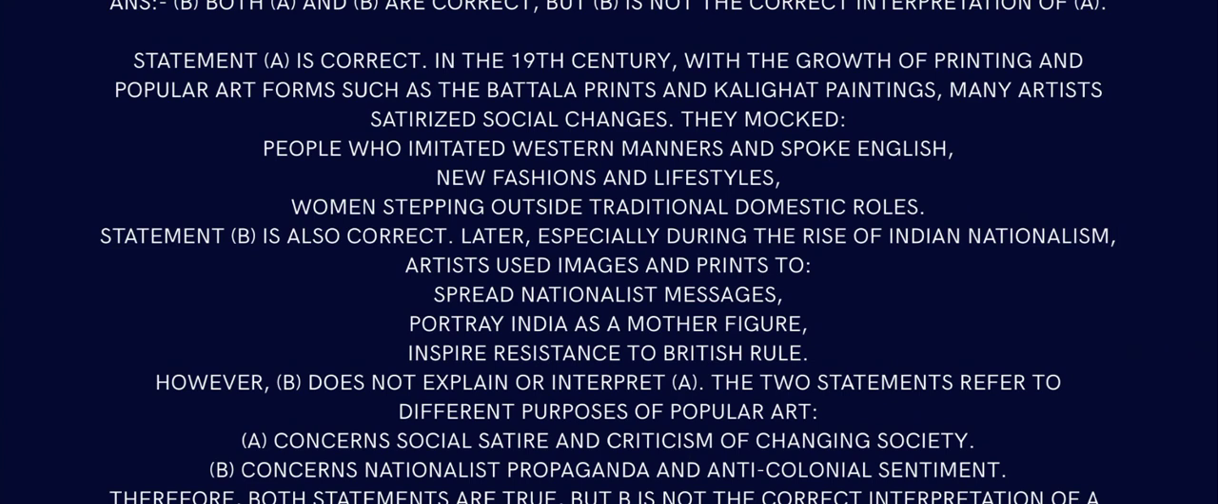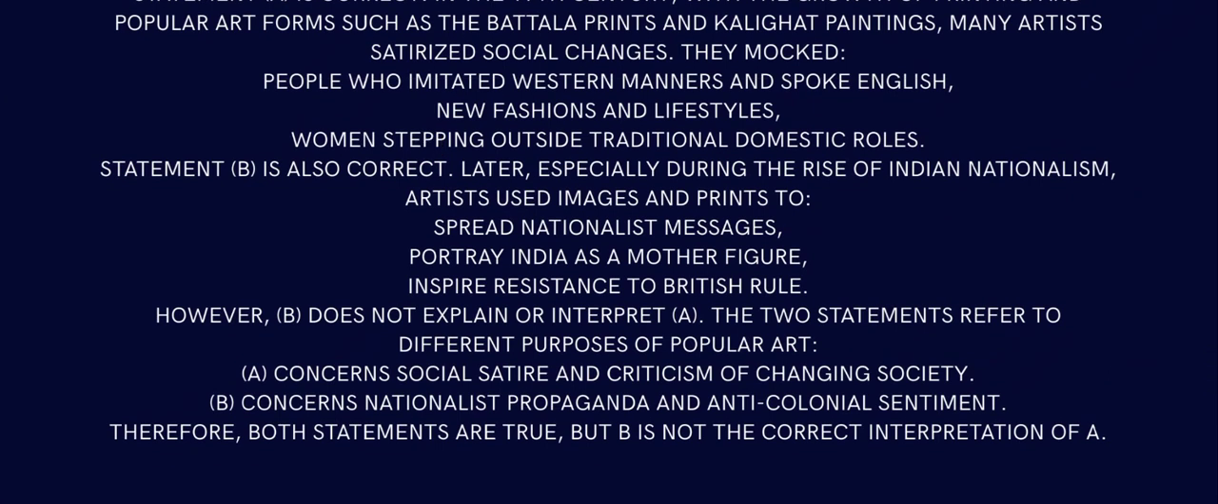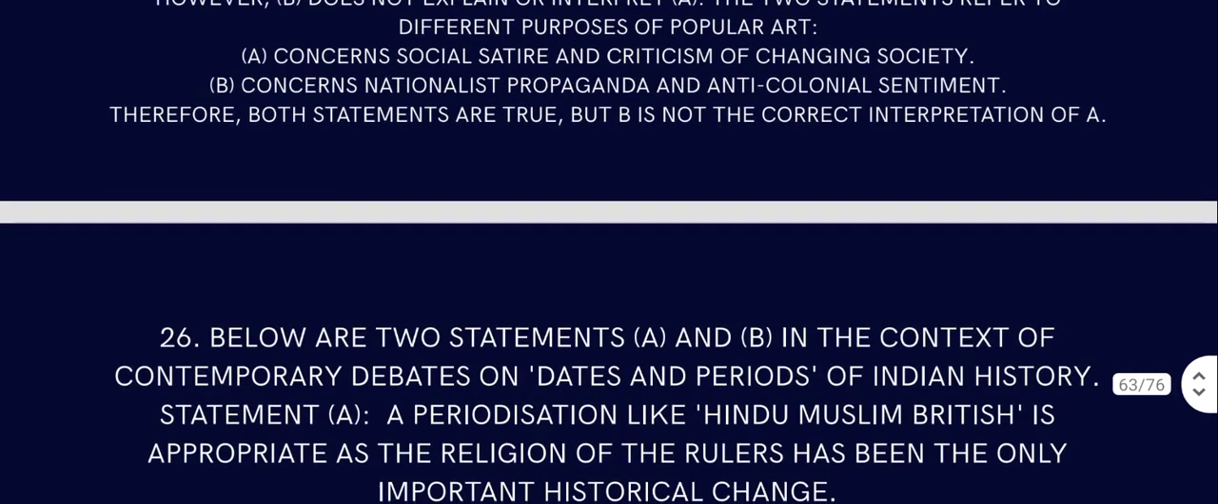However, B does not explain or interpret A. The two statements refer to different purposes of popular art. First, popular art is to mock, and second, popular art is to showcase the country's richness, but they are not related. So one does not interpret the other. A concerns social satire and criticism of changing society, but B concerns national propaganda and anti-colonial sentiment. Both statements are true, but B is not the correct interpretation of A.